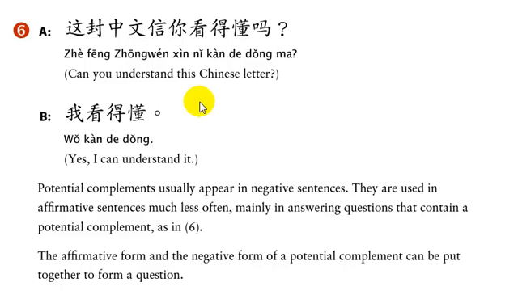All right. Here we have 这封中文信你看得懂吗? All right. Can you understand this Chinese letter? 看懂 means to understand. 看得懂, can you understand? I can't understand would be 看不懂. 我看不懂, I can't understand it. 这封中文信你看得懂吗？我看得懂, I can understand it. 我看, how do you read it? I read it to understanding it. 我看得懂.